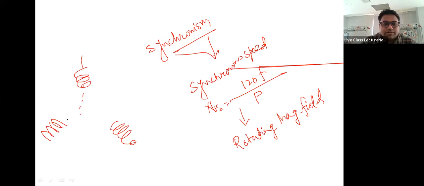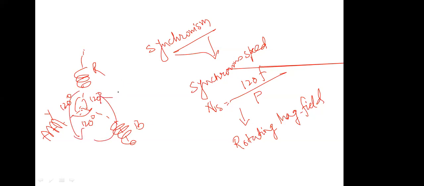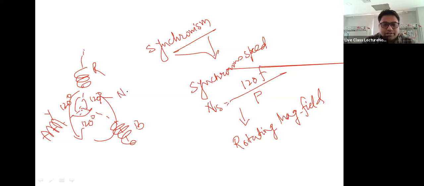Three windings are there. Now these three windings, R, Y, B, are placed at 120 degrees apart and are given the three-phase power supply. Due to this, what is happening? A rotating magnetic field is created. The speed of this rotating magnetic field is actually Ns, right?